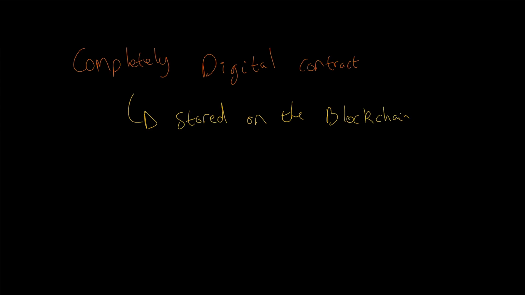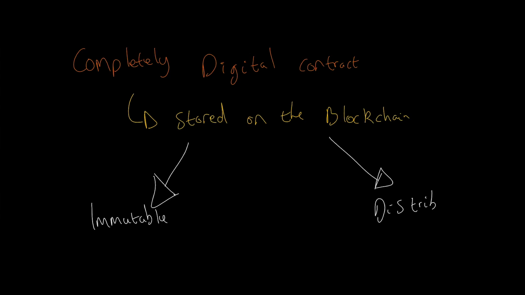This has a couple of very, very cool and unique properties. One, it makes it immutable, so it can't be changed. If you want to know more about blockchain and why this is the case, I've got a video covering that, feel free to check that out. And it also makes it distributed. Again, I've got a video covering distributed, decentralized, and centralized systems, how they work, the differences between them, and examples. So feel free to check that out.